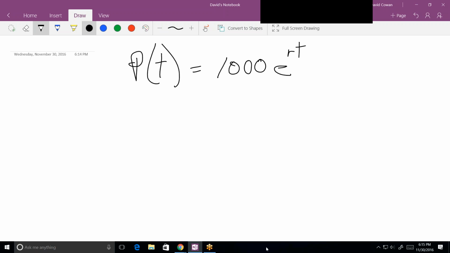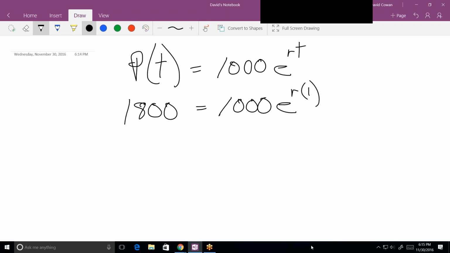However, I'm going to be able to figure out the growth rate because they told me that after a certain time, the population goes to what? 1,800. So I set that equal to 1,800. And they tell me how long it took for that to happen? 1 day. Now I have an equation that only has one variable in it, r, and I can come up with what my rate of growth is. Let's do it.